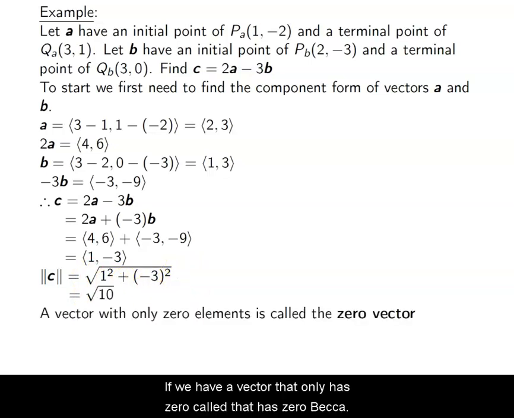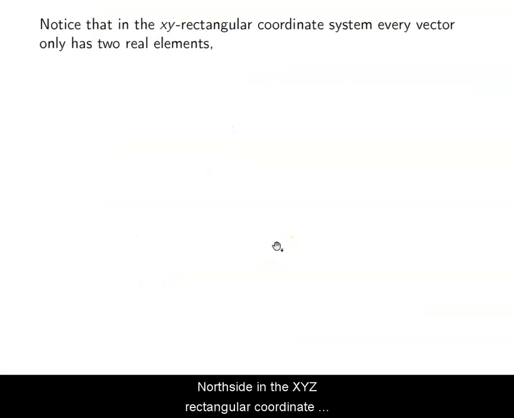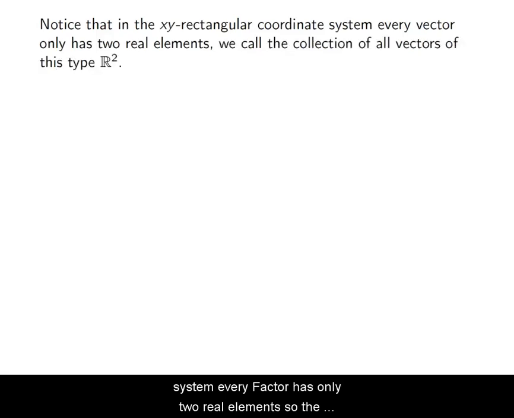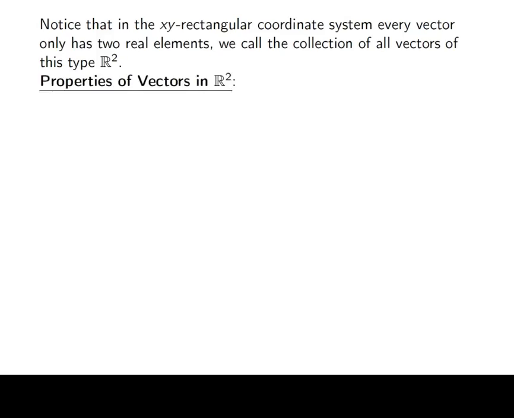If we have a vector that only has zeros, we call that the zero vector. So the zero vector is a vector made up of all zeros. Notice that in the xy rectangular coordinate system, every vector has only two real elements. So the collection of all of these vectors is called R2. So again, when we're in xy, all vectors in xy make up what's called R2.